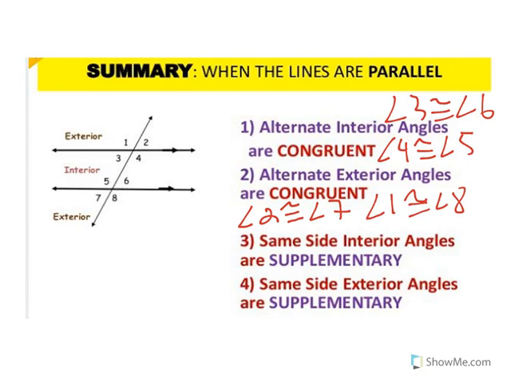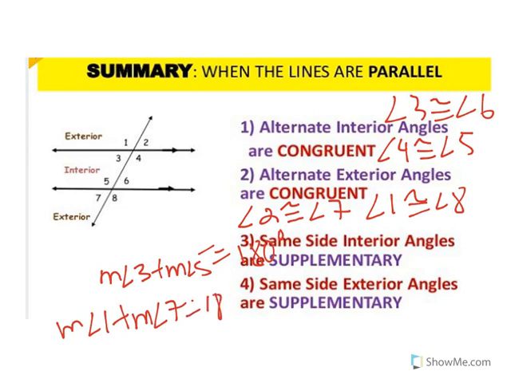Number 3, same side interior angles are supplementary, so the measure of angle 3 plus the measure of angle 5, not B but 5, is equal to 180 degrees. And then number 4, same side exterior angles are supplementary. So here we can say the measure of angle 1 plus the measure of angle 7 is equal to 180 degrees.